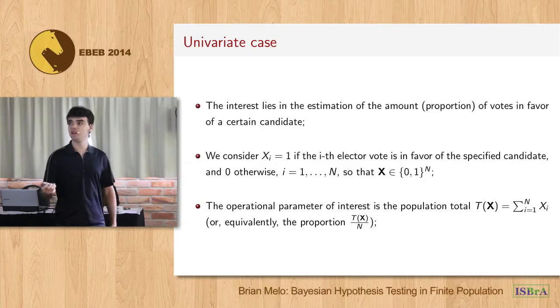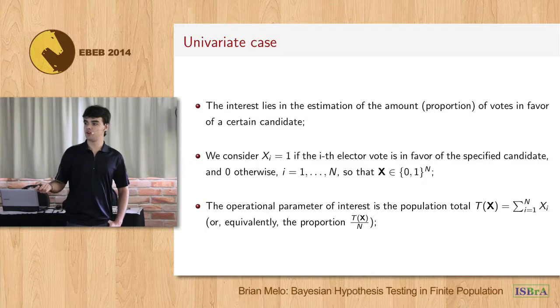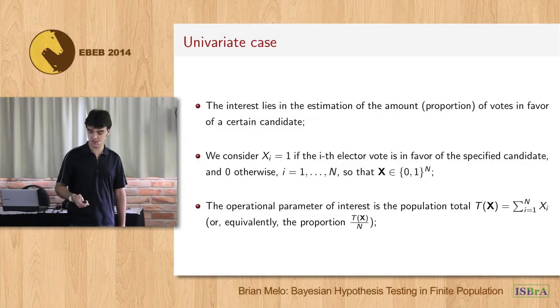The first case is the univariate case, and we want, for example, a researcher wants to know the amount of votes that a candidate may receive in an election. So we consider xi equals 1 if the elector votes for a specified candidate, and 0 otherwise, and the population value belongs to the set. So our operational parameter is the population total, or we could work in the same way with the population proportion of votes for this candidate.